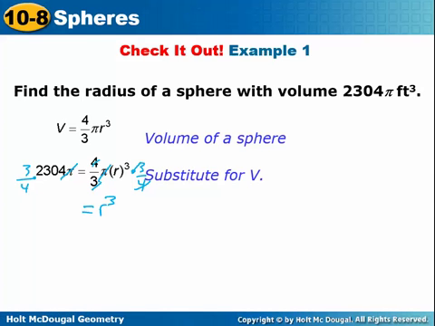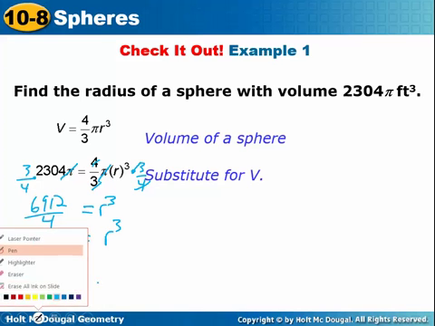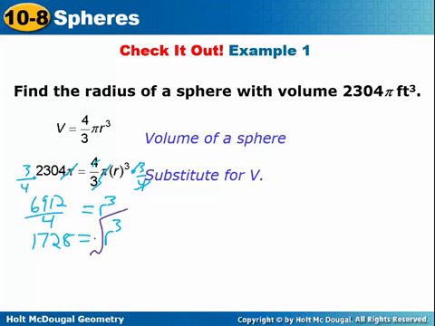So on my calculator, I'm going to go 2,304 times 3. I get 6,912. And then I still have to divide that by 4. 1728. Now I'm not sure what the cube root of that is, but that's what I have to do next. I have to take the cube root of that to find r. So I take the cube root of 1728. Remember how we do that?